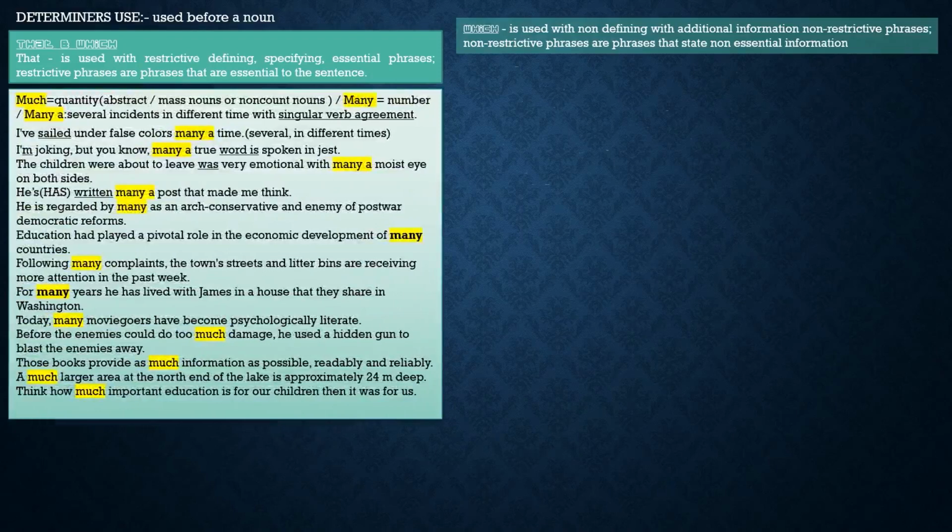Much and many. Much is used for quantity, abstract ideas, mass nouns, or non-count nouns. Many is used for numbers, and many a means several incidents at different times, with singular verb agreement. I've sold on the false colors many times, several at different times. I'm joking, but you know, many a true word is spoken in jest.